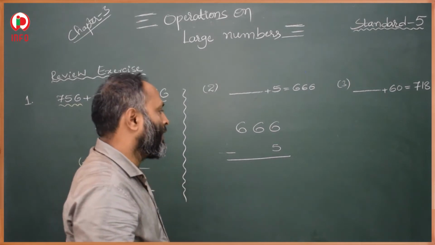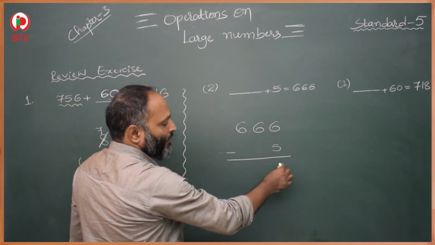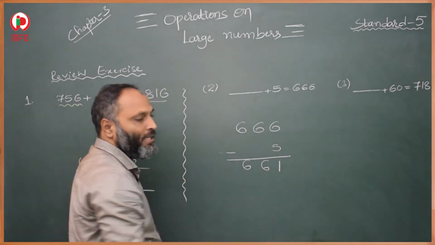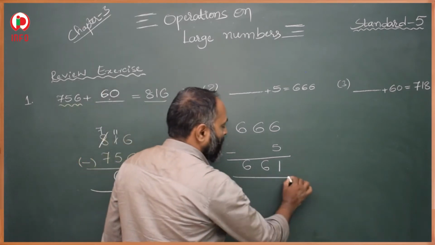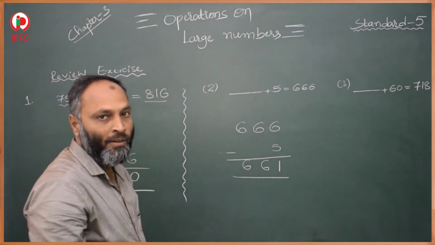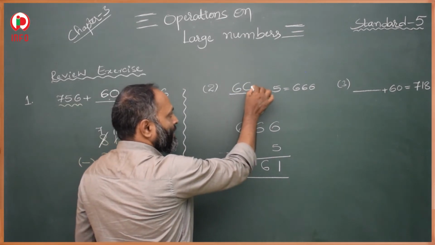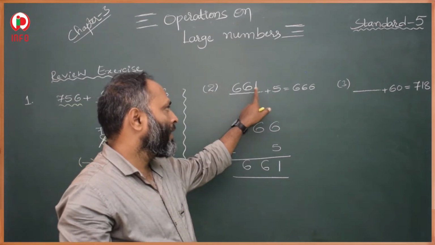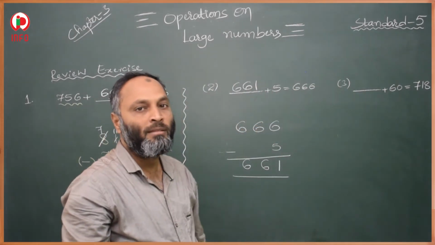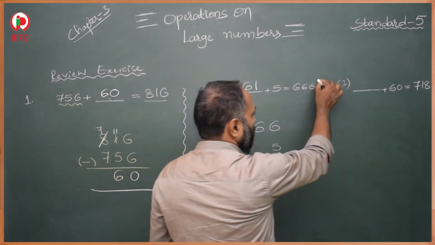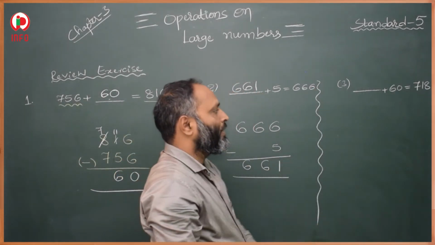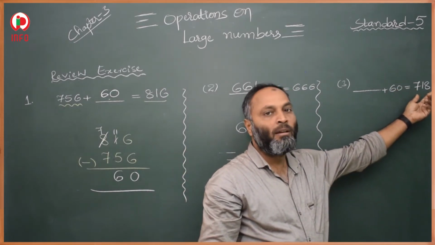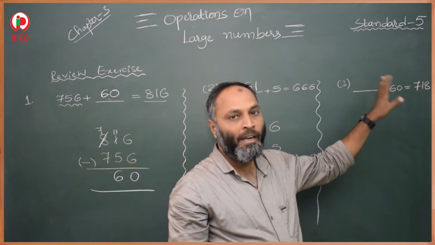Here, this is the minuend and this is the subtrahend. The minuend is bigger than the subtrahend, so directly we can do minus. 6 minus 5 is 1. Here there is no digit, so 6 as it is. 6 as it is. This is our first addend, 661. If we add 5 to 661, then we will get 666.